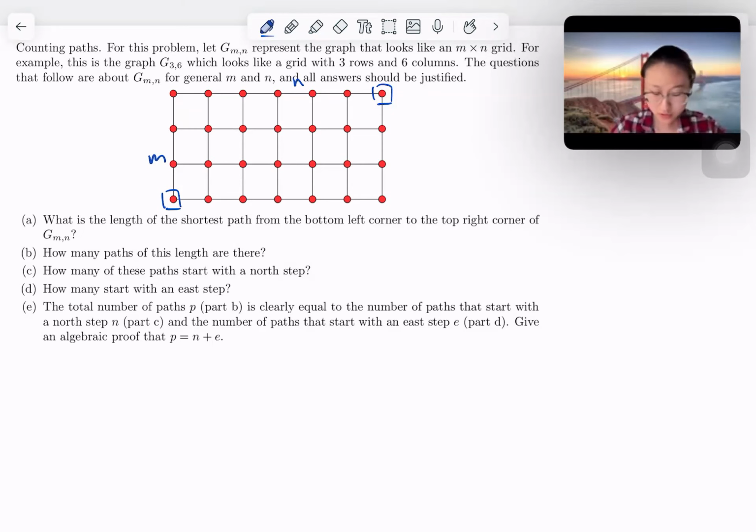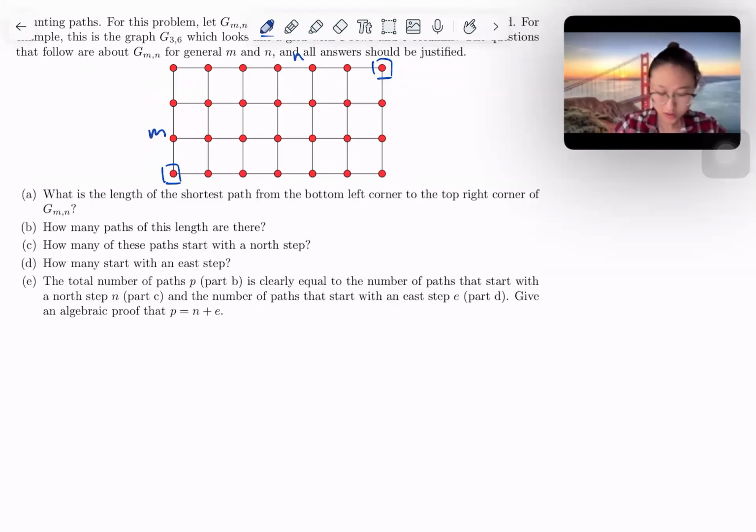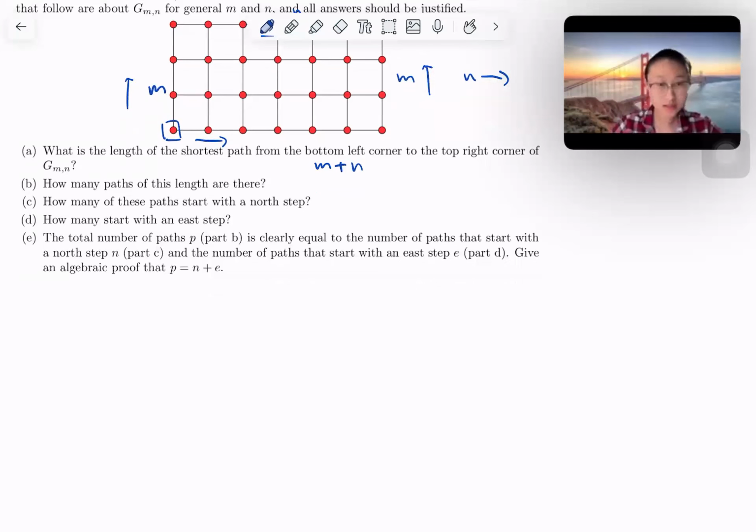We have to make sure the path is the shortest and all the steps are the same, just with different directions. Because we need to make sure the path is the shortest, we cannot go backward, which means we can only go up and go right. So we have n steps up and n steps to go right, so we have a total of n plus n steps. Really basic question. And then we go to the second problem.